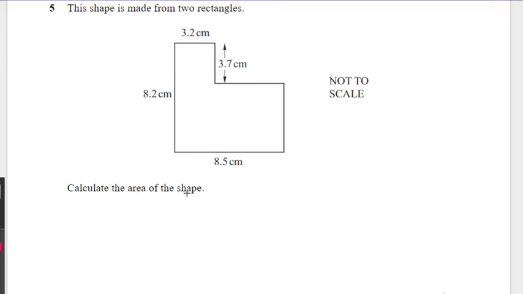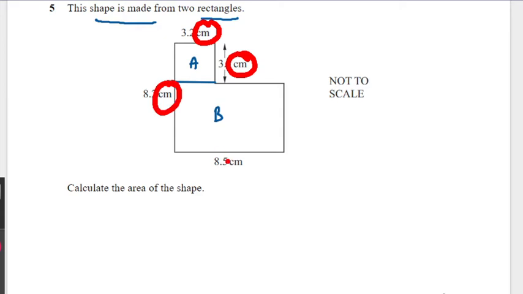Calculate the area of the shape. This is a shape made of 2 rectangles. So what do we do? Maybe we can cut this way and find the rectangles first. So here I will have rectangle A and rectangle B. Everything here is in centimeters, so shouldn't be a problem. So we find A first. The area should be A plus B, right?